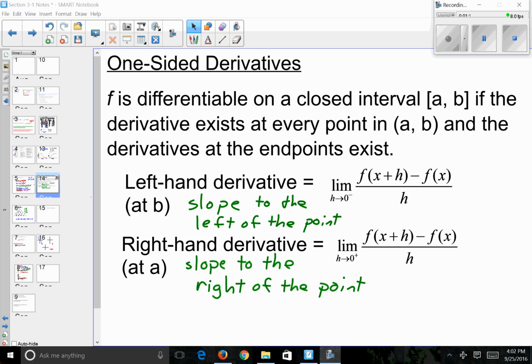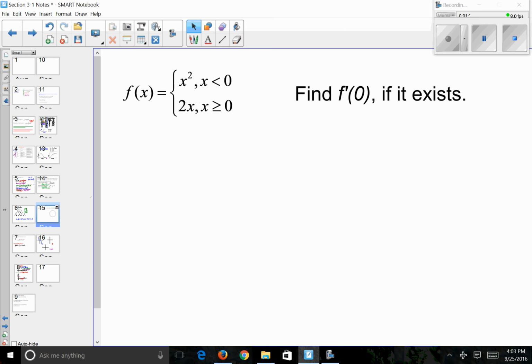So really all we're saying here is that if we're looking at a left-hand derivative, we're working out the slope to the left of the point that we're interested in. And a right-hand derivative, we're looking at the slope to the right of the point that we're interested in. So this makes a bit more sense with an actual example to look at.